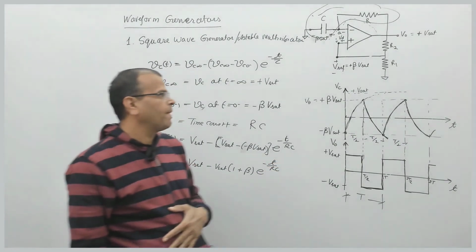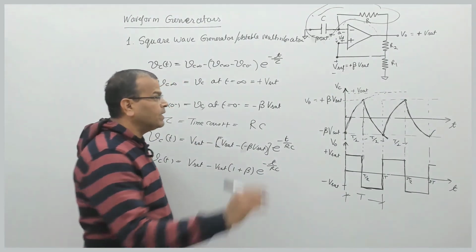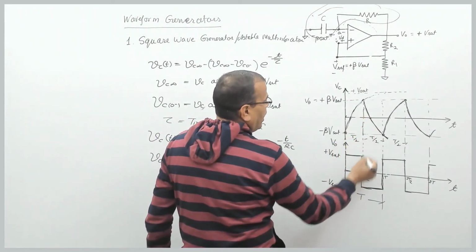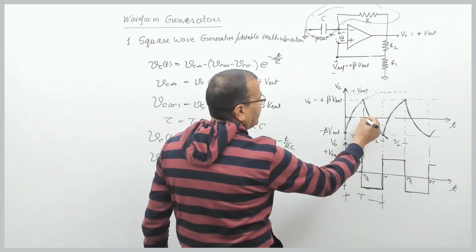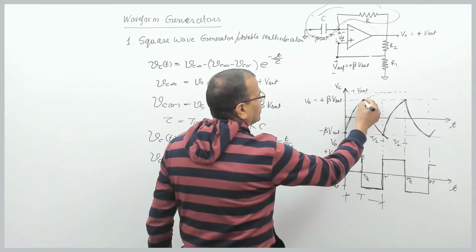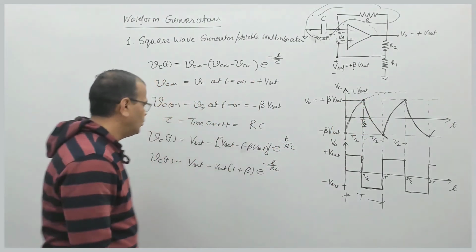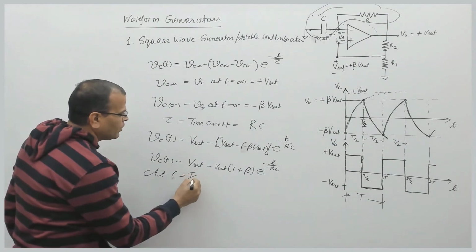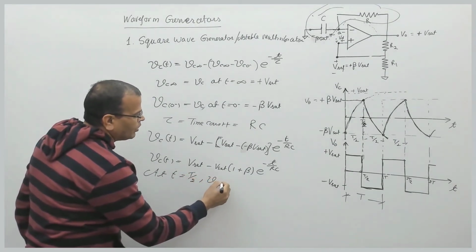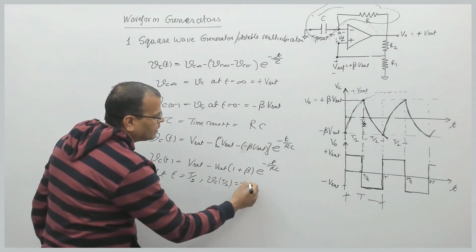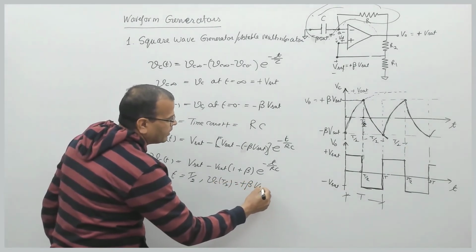Fine, right? But interestingly, this was t equal to 0; at t equal to T by 2, what is the voltage across the capacitor? That is this. So at t equal to capital T by 2, the voltage across the capacitor Vc is nothing but plus beta into Vset.